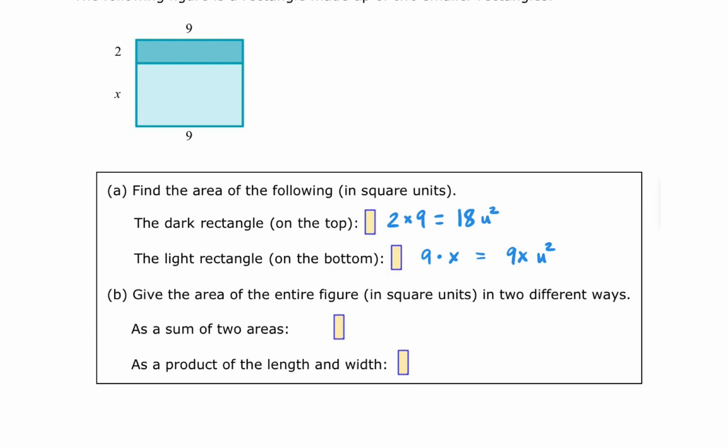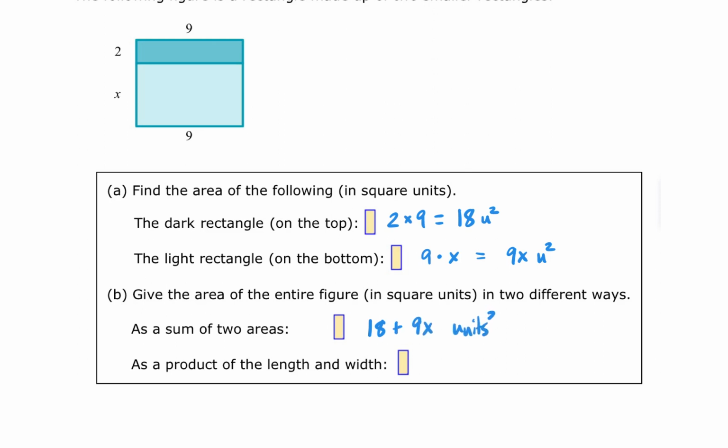Anytime you have a variable like this, we don't know what that variable is without more information. If we knew the area of the whole shape, or even of either part of the shape, we could solve for x. But right now we cannot solve for x, so we just leave it as 9x square units. Part B says give the area of the entire figure as a sum of two areas. Well, the sum of the two areas would be 18 plus 9x square units.